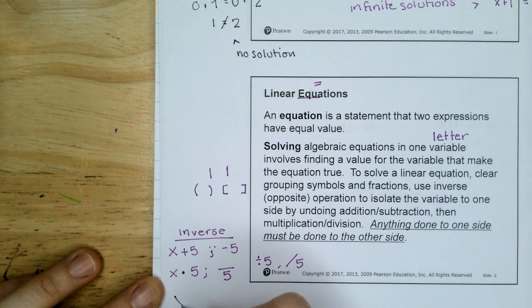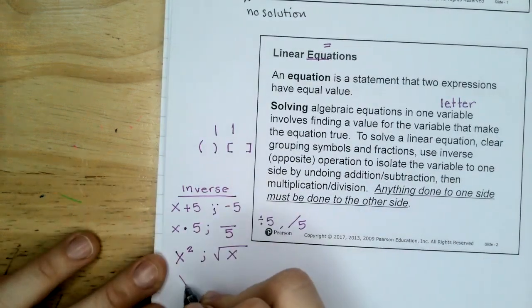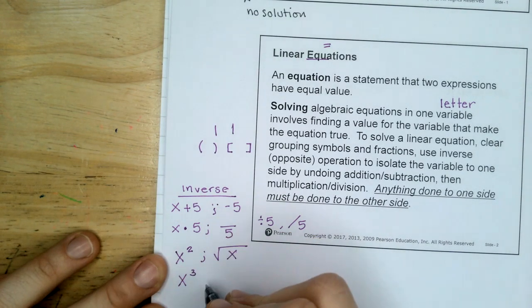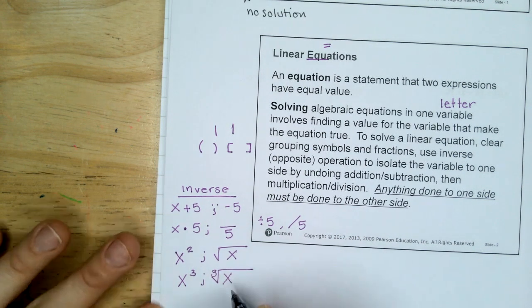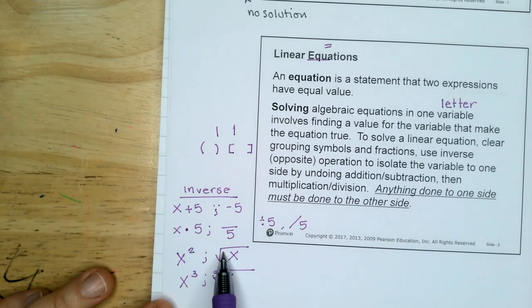Now, if I take a number and square it, the inverse of that is to take the square root of it. Raising it to the third power, the inverse of that would be taking the third root. This is not super important. I just want to get you comfortable with radicals, okay? So the opposite of this is this. The opposite of this is this.